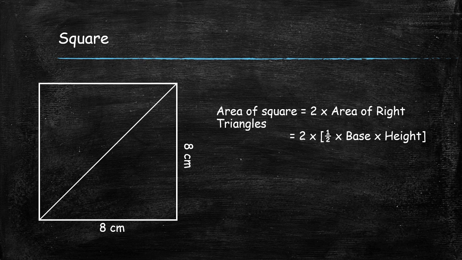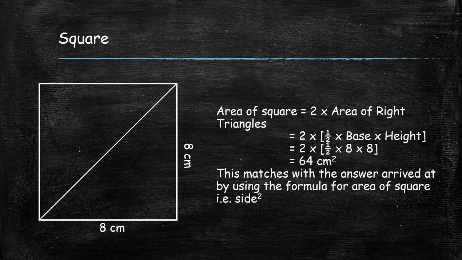So 2 into half into base into height. The base is 8 centimeter, the height is also 8 centimeter. So half into 8 into 8 equal to 64 centimeter square. If we use the area of the square as side square, that is 8 into 8, we get 64 centimeter square, and this matches with our answer.